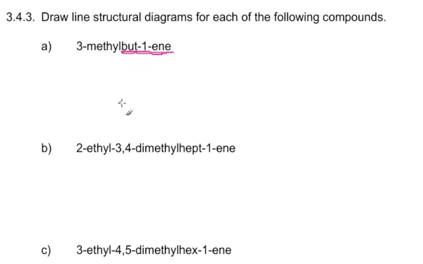But means 4 carbons. Oops, I'm not writing the carbons. Or am I? Now we'll be okay. So there's 1 carbon to start. 2, 3, 4. That's butane. 1 carbon, 2, 3, 4. At the end of every line is a carbon.